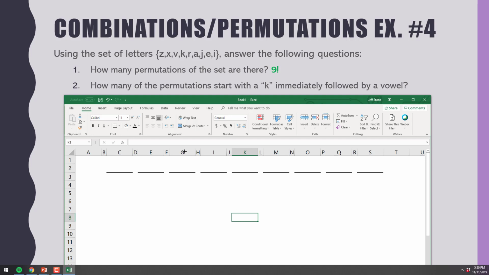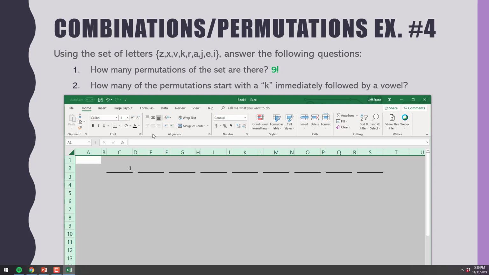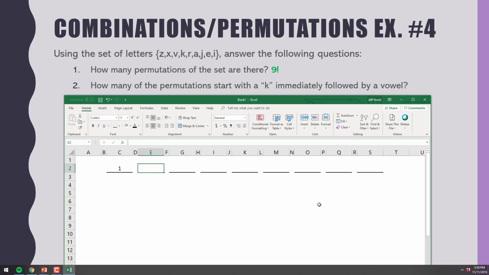So the first set here, where the first letter has to be a K. Well, there's only one way to do that, right? Agreed? So no matter what, it's going to be a 1 there. Let's center all this here so we can, there we go. The next letter has to be a vowel. Well, how many vowels are there? There's only 3, right, in this particular set. So it has to be 3 there. There's only 3 choices you have.